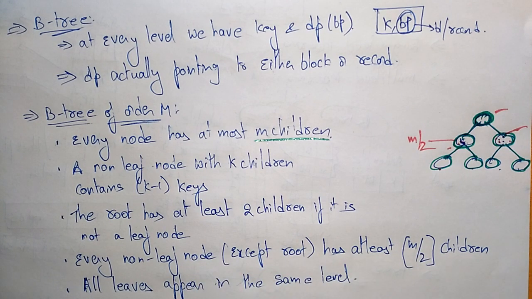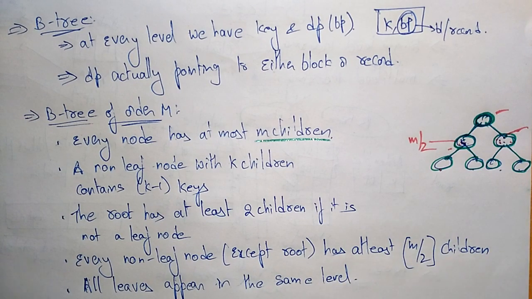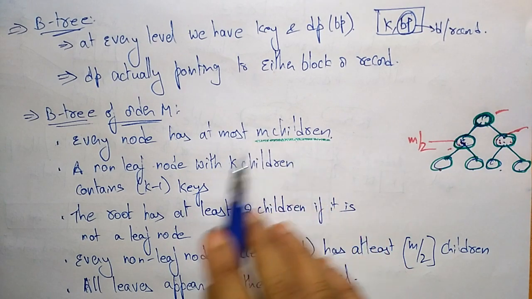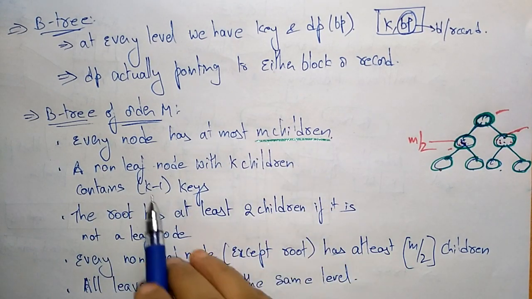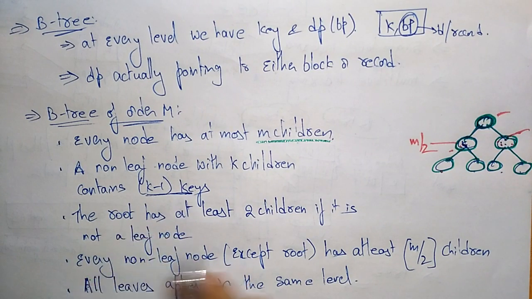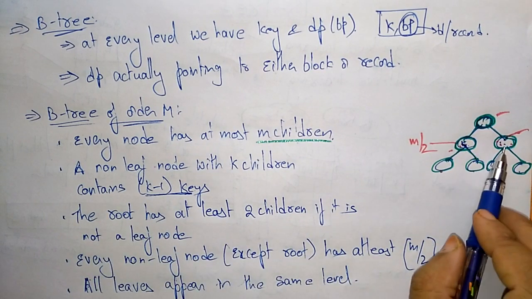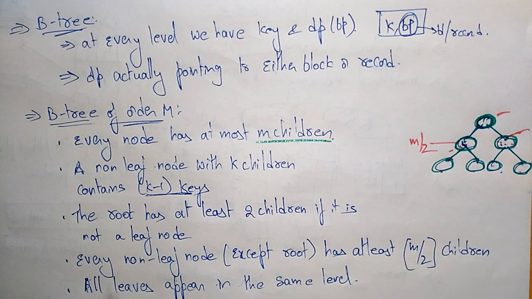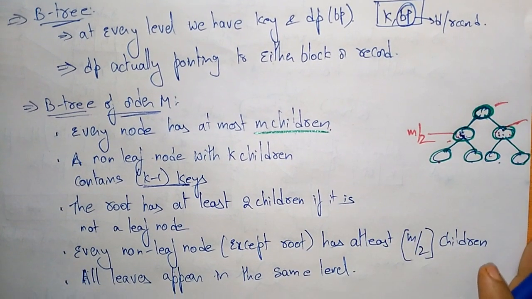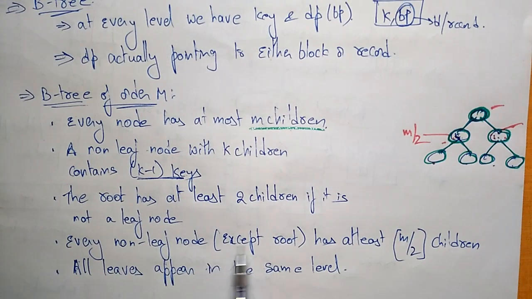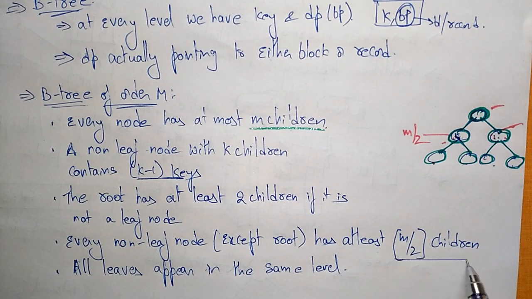So as said, what is multi-level indexing? Multi-level indexing is divided into two types, B trees and B plus trees. We are discussing the B trees, and I have given the introduction about the B trees. So a B tree consists of at most m children, and a non-leaf node with k children contains k minus 1 keys. The root has at least 2 children if it is not a leaf node. Every non-leaf node except root has at least m by 2 children, and all leaves appear in the same level. These are the points to be noted in the B tree.